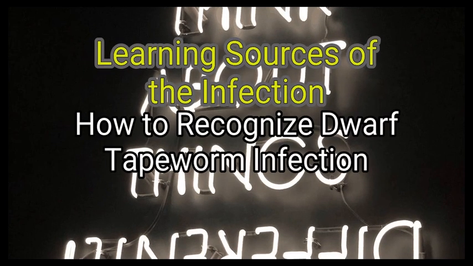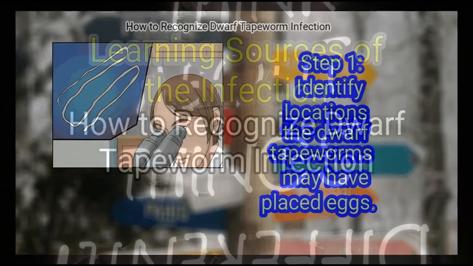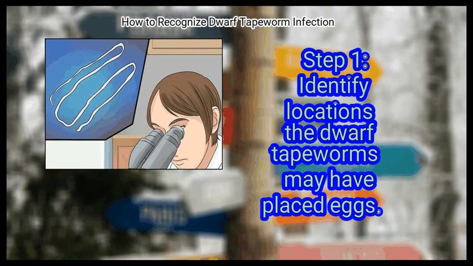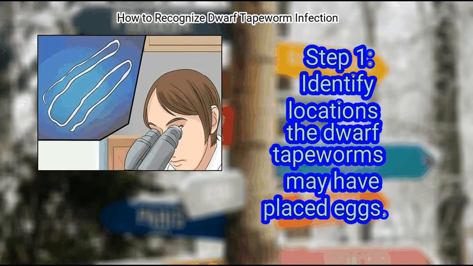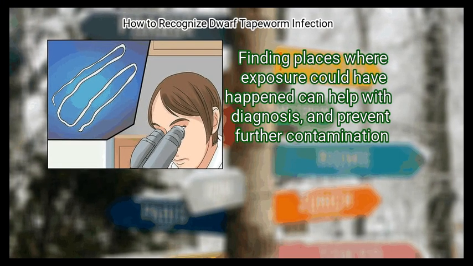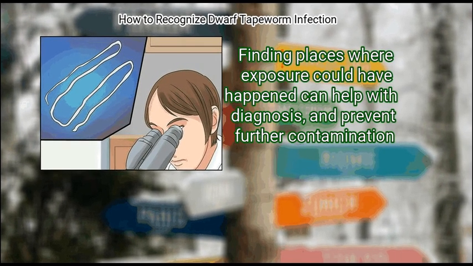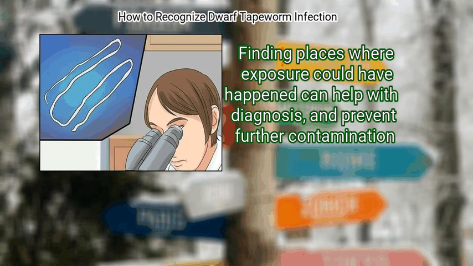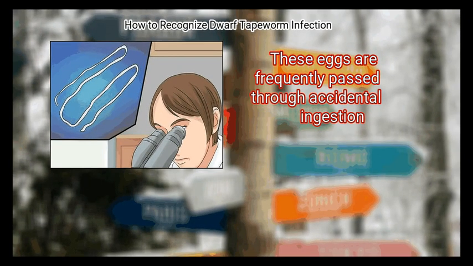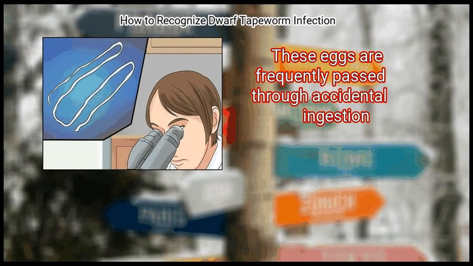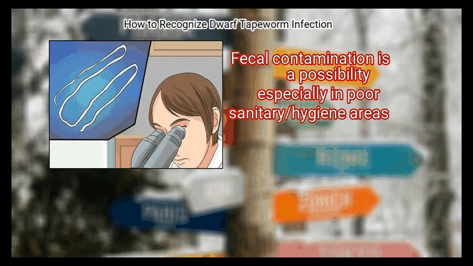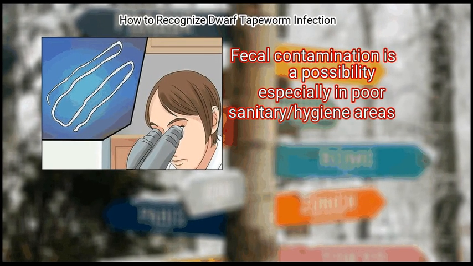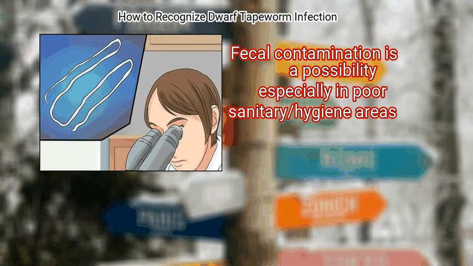Method 2. Learning sources of the infection. First, identify locations where dwarf tapeworms may have placed eggs. Finding places where exposure could have happened can help with diagnosis and prevent further contamination. These eggs are frequently passed through accidental ingestion. Fecal contamination is a possibility, especially in areas with poor sanitation and hygiene.